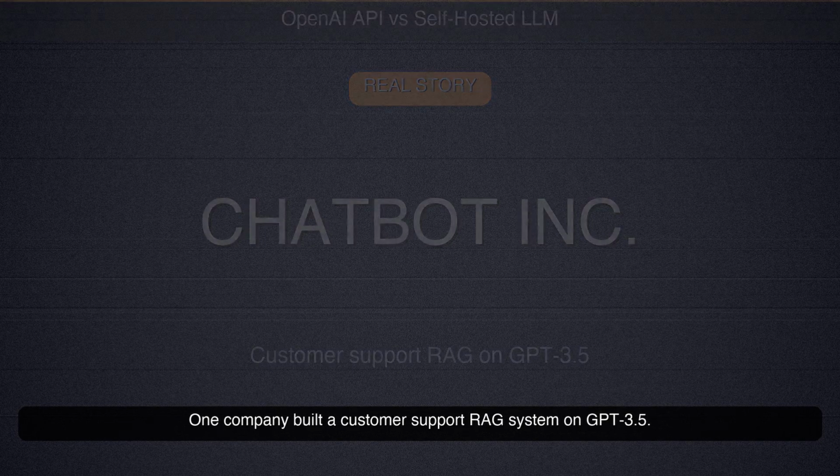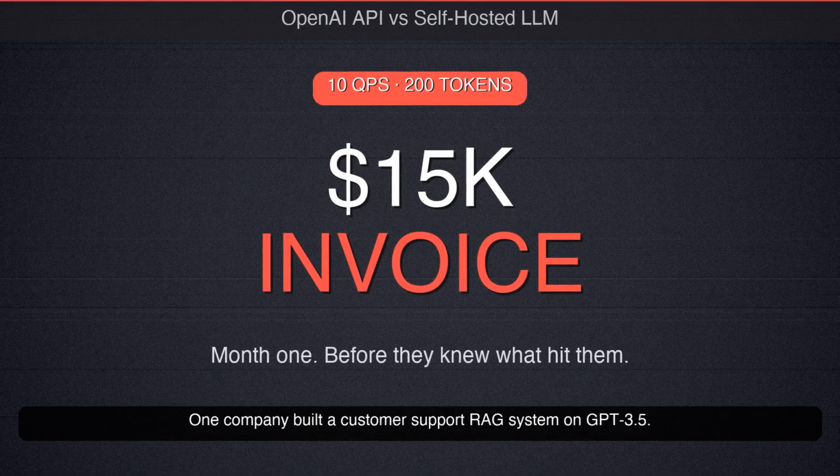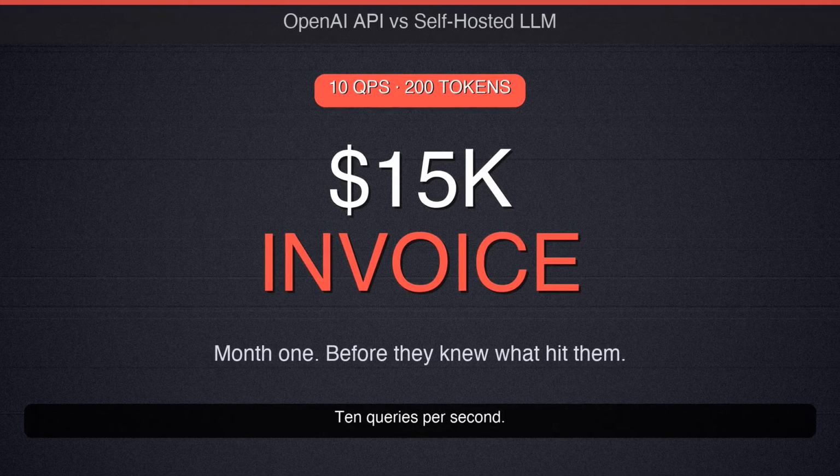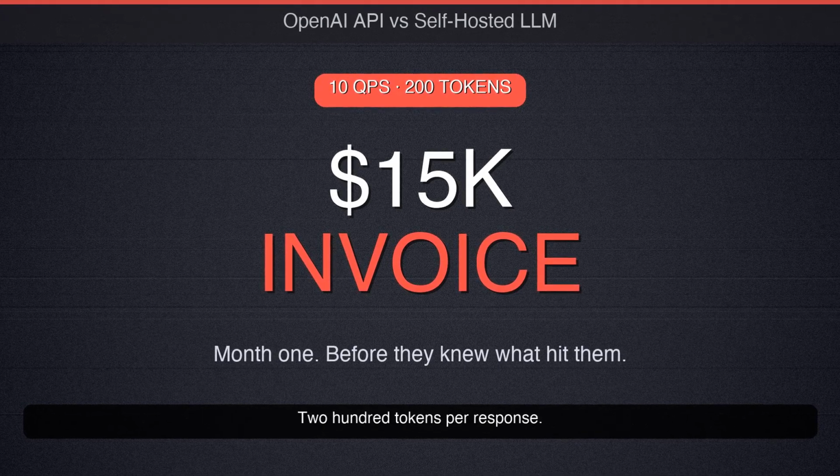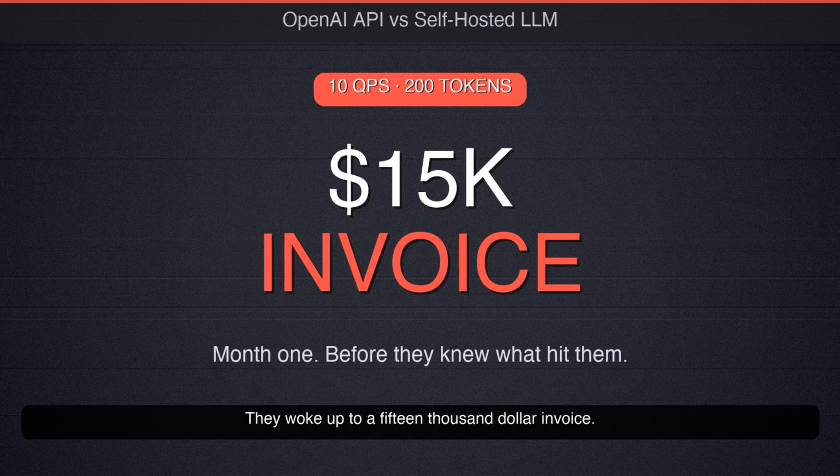One company, let's call them ChatBot Inc. They built a customer support RAG system. It was based on GPT 3.5. They hit 10 queries per second. Each response averaged 200 tokens. They woke up to a $15,000 invoice.